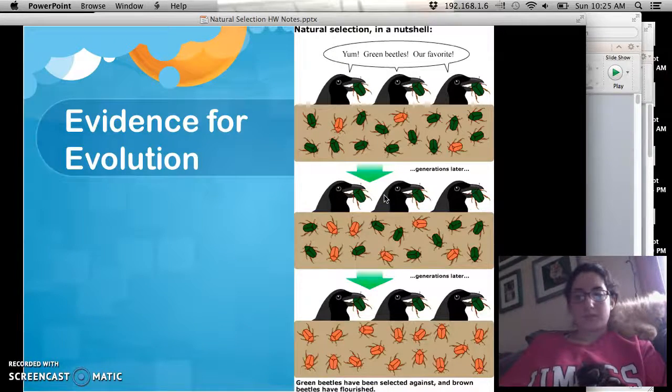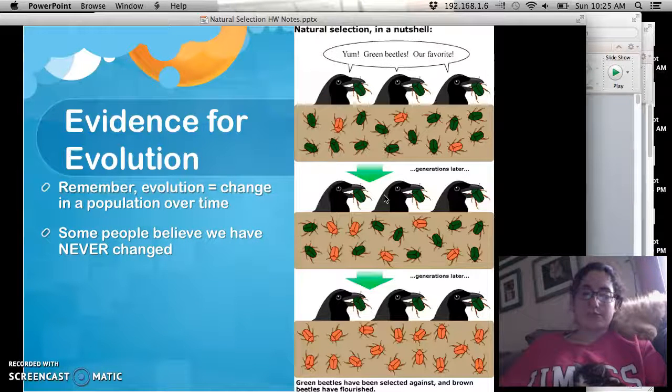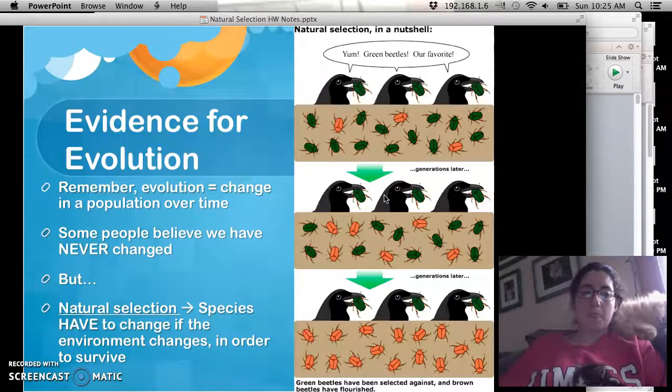So this is basically all evidence for evolution. Evolution means changing over time, and some people believe we have never changed, but species have to change if the environment changes in order to survive. So we have all the green guys and brown guys. The green guys get eaten, the brown ones survive, the brown ones reproduce, and now clearly the population has changed from majority green to majority brown.